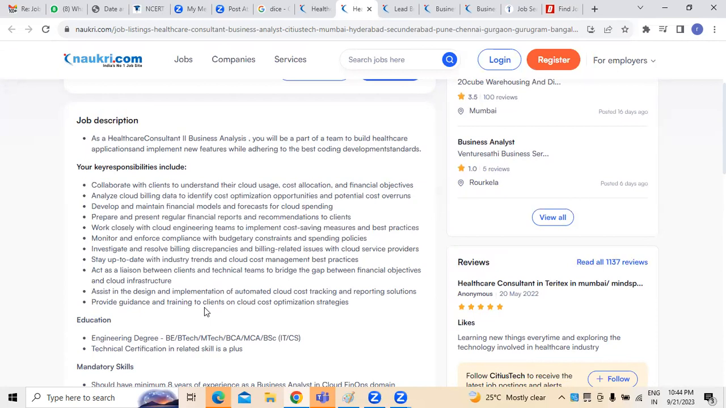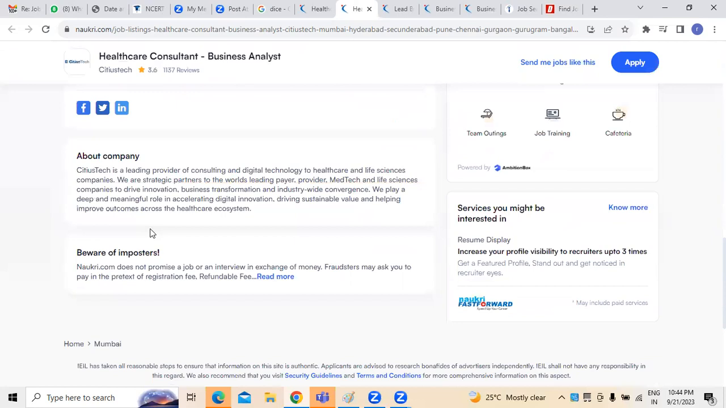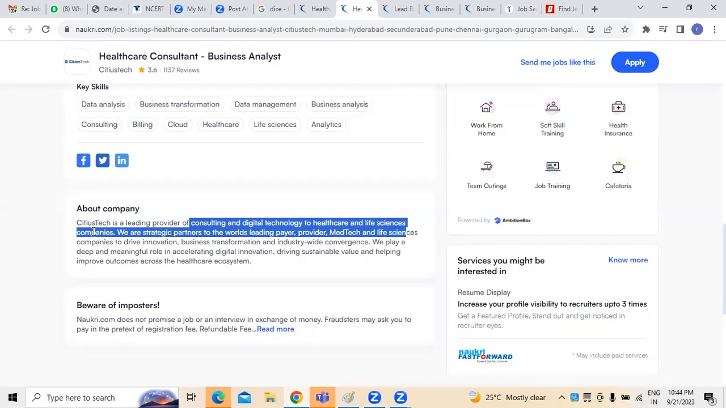Now, for example, if you have taken this organization, what exactly is this organization? This organization provides consulting and digital technology to healthcare and life sciences companies. Whatever the healthcare organizations and life sciences companies, they provide consulting and digital services to them. More or less, I can say it is a product based company. This product based company provides different healthcare and life sciences services to their customers. Understand, right?